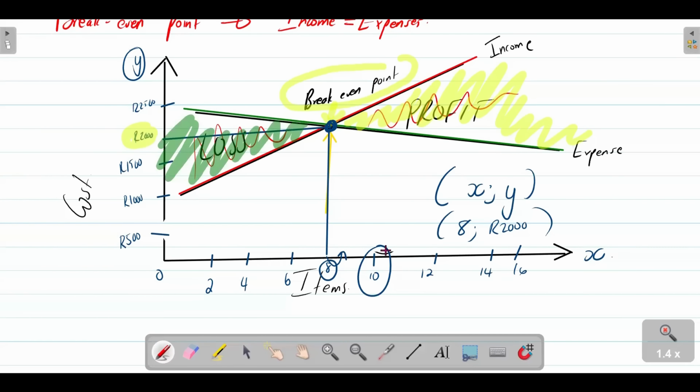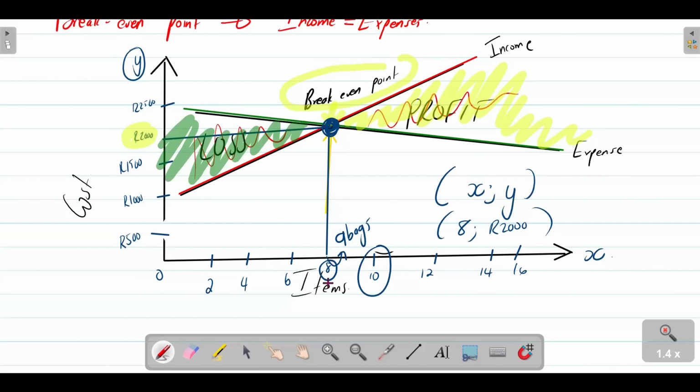But how many bags exactly will she start seeing a profit at? She's not going to start seeing a profit at 10 bags. She'll start seeing a profit at 9 bags if we are focusing on this example that I'm giving here. So I always said, if you're given a question asking how many bags, how many items must a person sell for them to start seeing a profit, from the break-even point you always need to go 1 unit up.